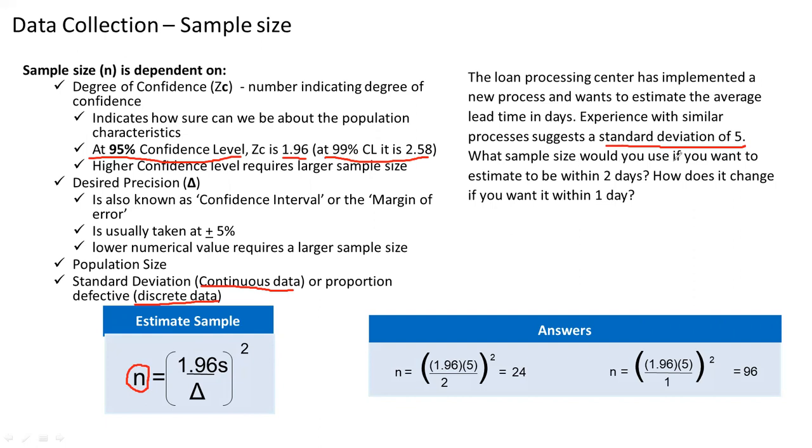What sample size would you use if you want to estimate to be within 2 days? So your X1 value, which is the current level of the variation of the process, is 5. And you want to estimate how many samples you need if you want to reduce it from the 5 to 2 days. And in another example, how does it change when you want it to be within 1 day?